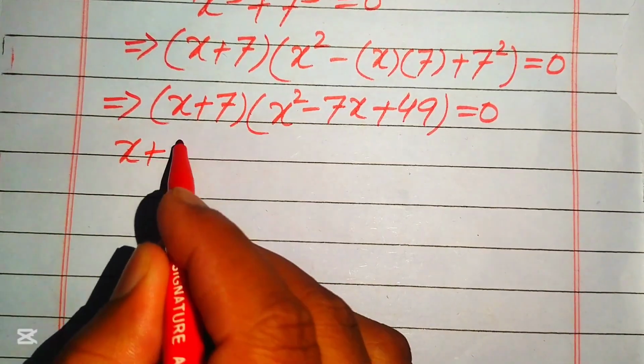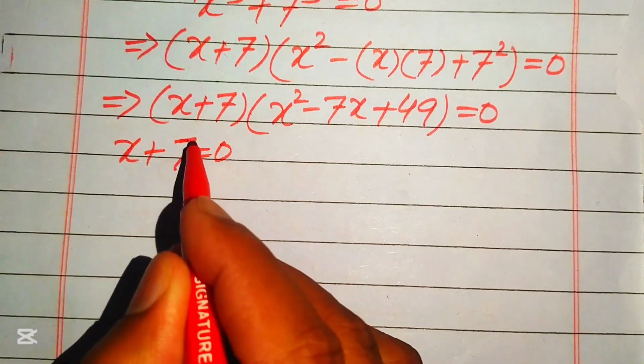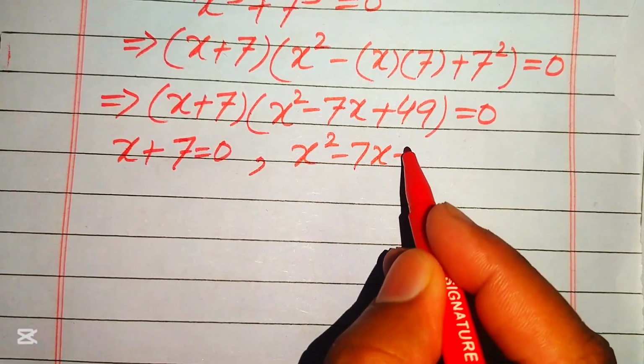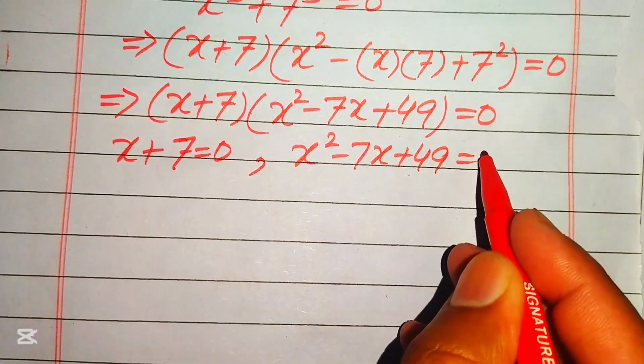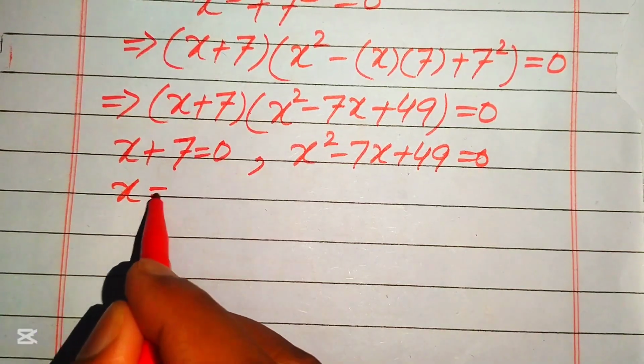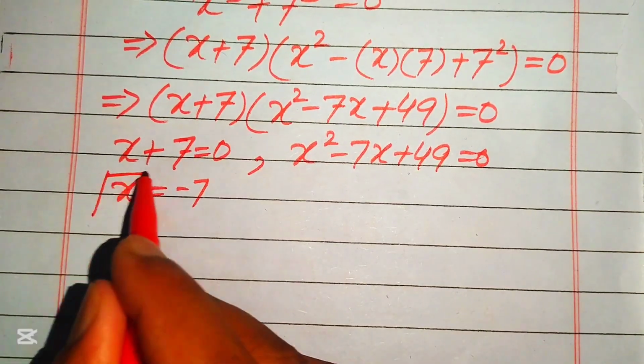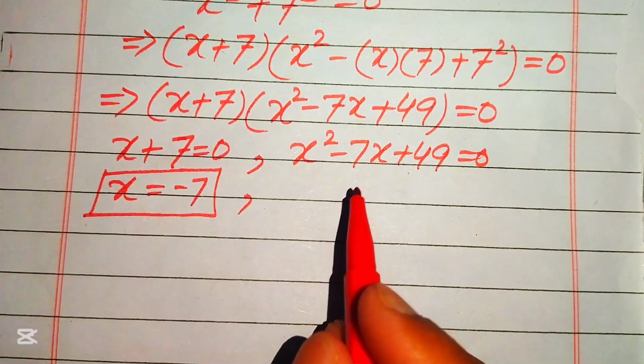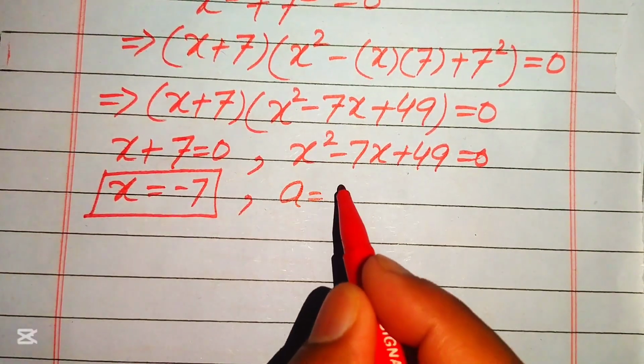So in the next step we need more simplification, and now we divide this equation into two cases. The first case: we write x plus 7 equals 0. The second case: we write x squared minus 7x plus 49 equals 0. From the first case we easily get the value of x equals minus 7, and from the second we again get a quadratic equation. So here we again apply the quadratic formula.